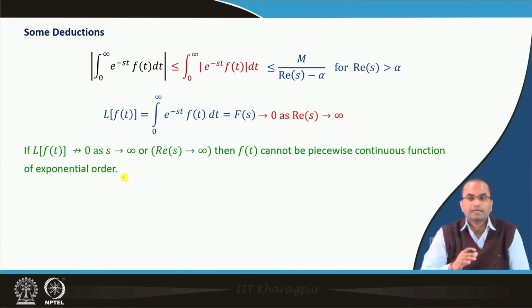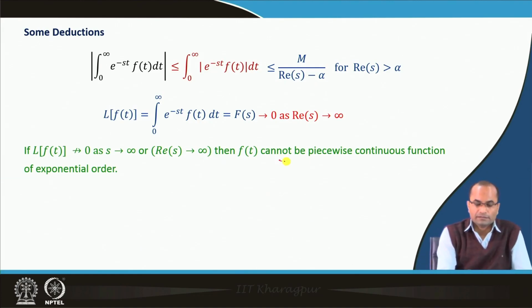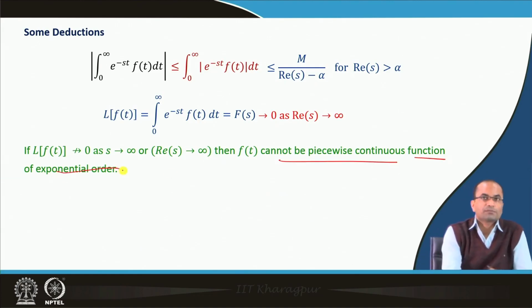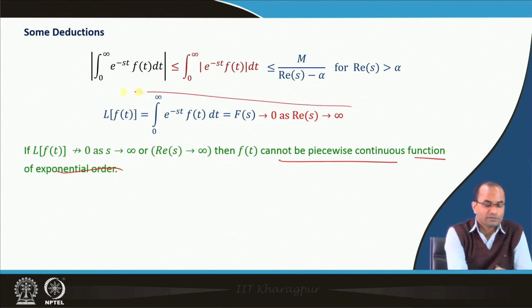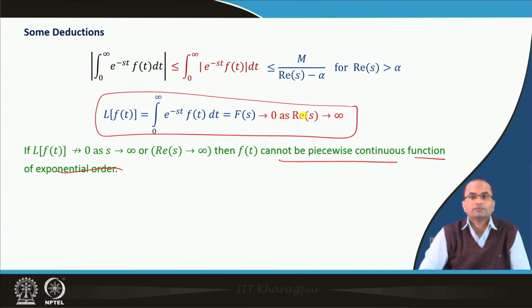So, we should understand this, because we have proved here that if f is a piecewise continuous function of exponential order, in that case we have deduced here that the Laplace transform will go to 0 as real s, or s, goes to infinity.